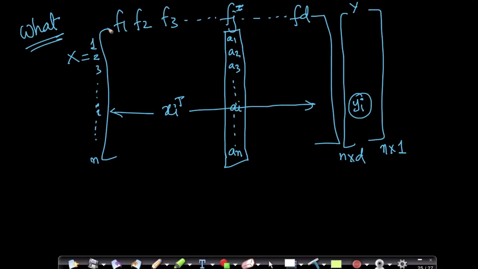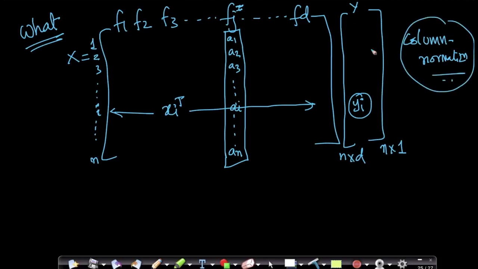First I process the first column, then I process the second column. So this is called column normalization. We don't touch yi right now. We don't touch yi at all. We only process these d columns or d features in X. And we process each column separately, but we process all the columns.